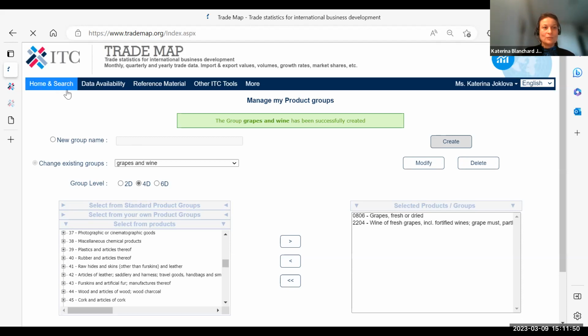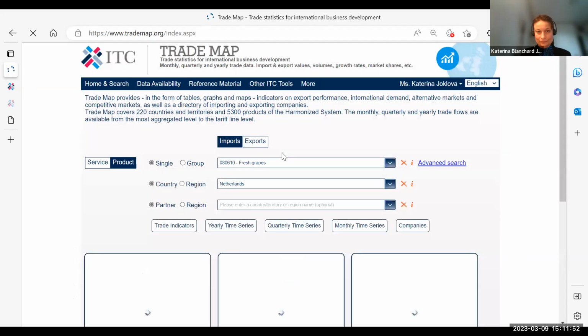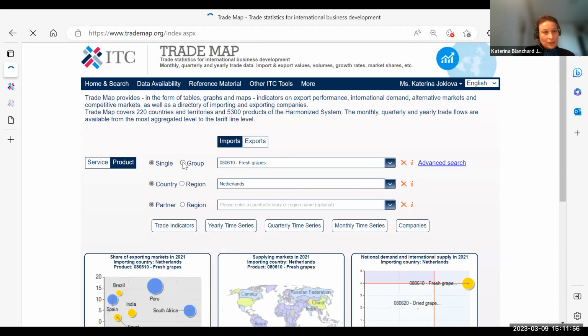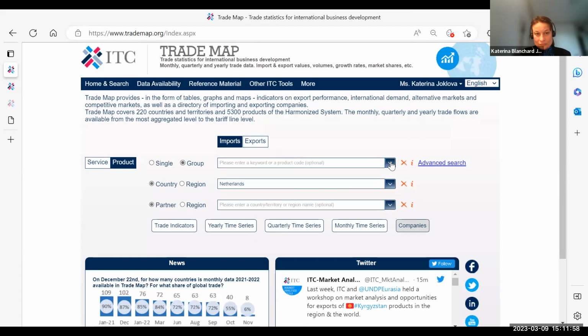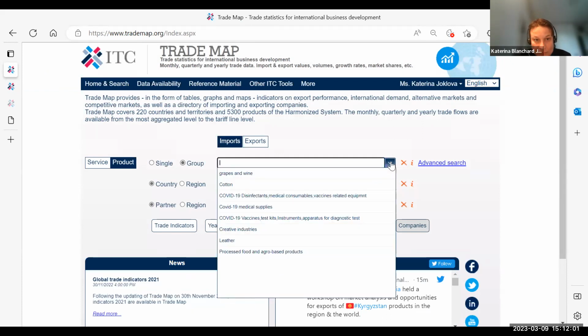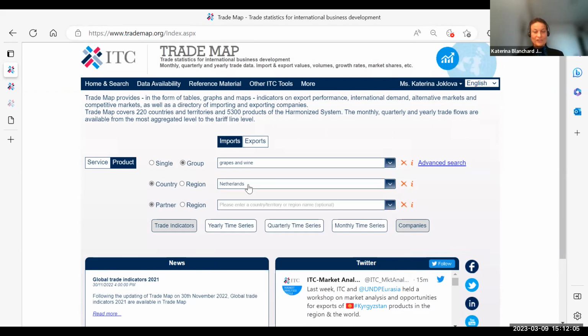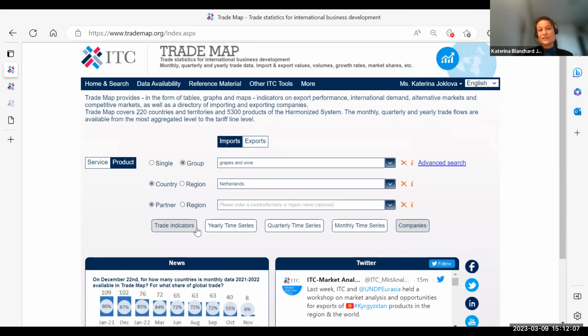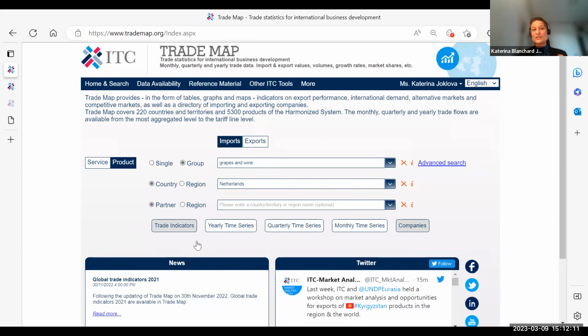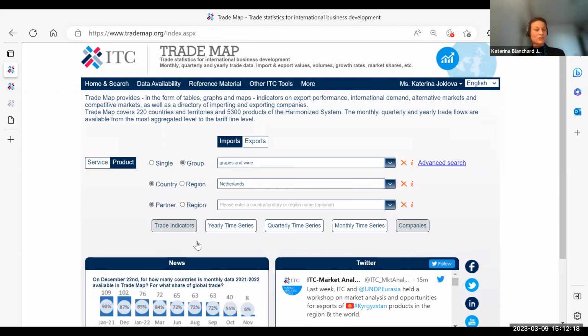We go to the home page. We, for example, do imports of the product group. And I have grapes and wine here. So, and you see that we actually cannot access the trade indicators. So you see that it's very quick. You can do the same for countries, for example, if you want to create your country group or your own region for the ease of your analysis.